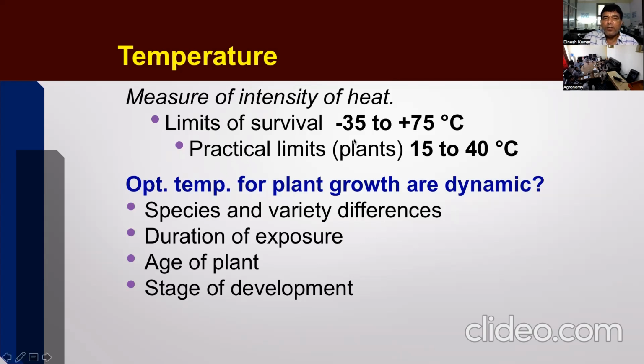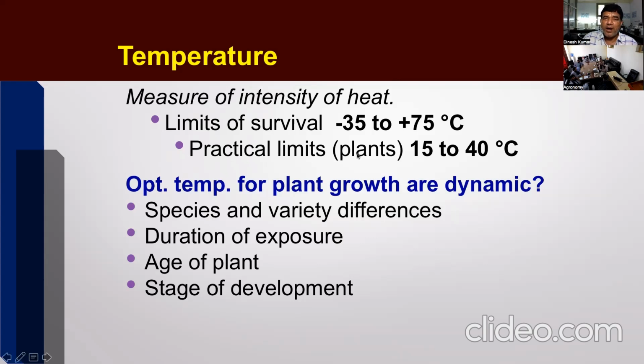Limits of survival. All kinds of living organisms on the earth can survive from -35 to +75 degrees centigrade. Up to these temperatures organisms have been recorded, but no organism is found below -35 degrees centigrade or above 75 degrees centigrade. So this is the range only for survival. This is not for growth.